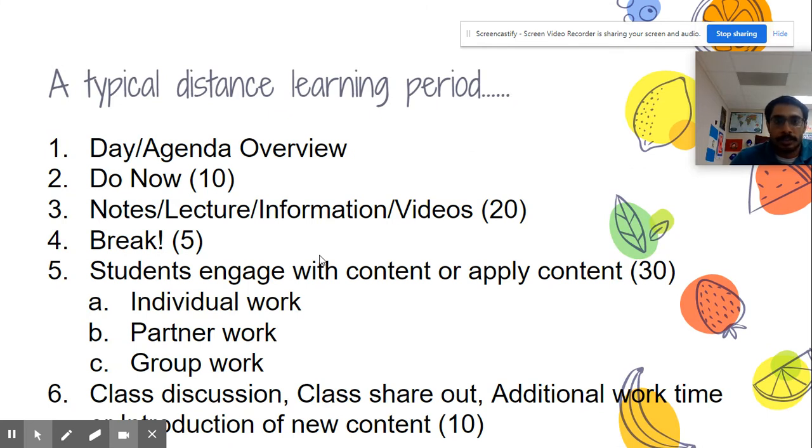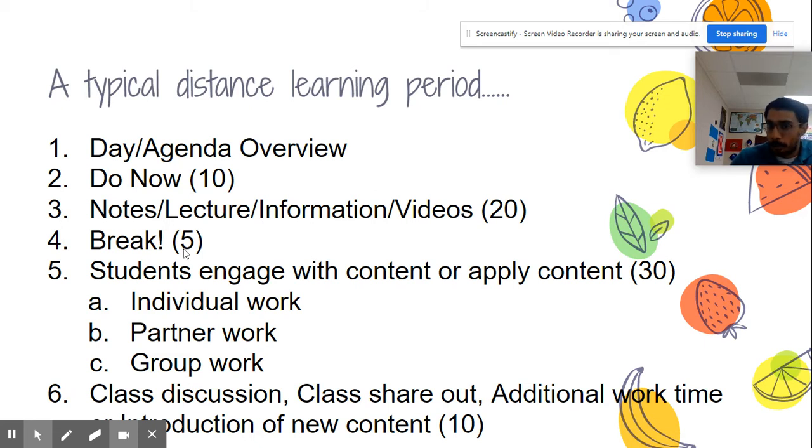This is what a typical distance learning period looks like. I usually go over the agenda, tell students what they're going to need and what we're going to be covering that day. Students have 10 minutes for a do now, where it's a question that gets them to think about what we're going to focus on for that day. Then I usually have about 20 minutes of either notes, lecture, information, videos that students engage with.